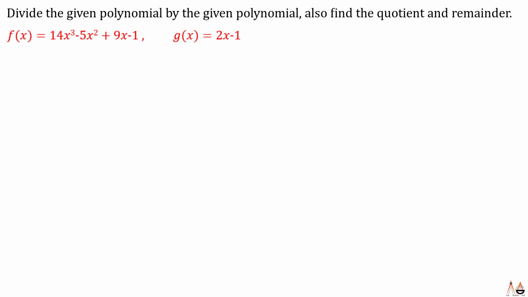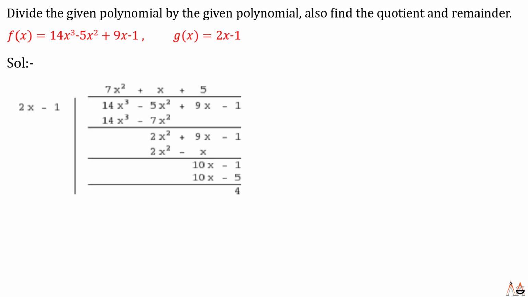Divide the given polynomial by the given polynomial and also find the quotient and remainder. Now the polynomial given to us is a cubic one, which is 14x cubed minus 5x squared plus 9x minus 1. And the polynomial which we divide by, g(x), is given by 2x minus 1. Now, by doing the long division, so we divide the cubic polynomial by 2x minus 1, we can see that we get the remainder 4. In this case, the quotient comes out to be 7x squared plus x plus 5, and the remainder equals 4.